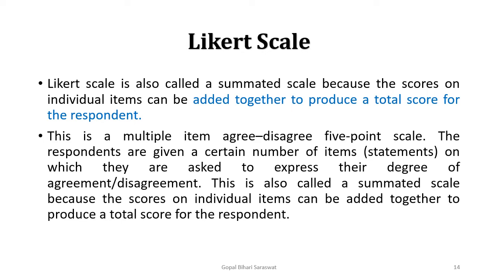Another non-comparative scale is the Likert scale. The Likert scale is also called a summated scale because the score on the individual items can be added together to produce a total score for the respondent. This is the multiple item agree, disagree 5-point scale. The respondents are given a certain number of items or statements on which they are asked to express their degree of agreement or disagreement. This is called a summated scale because the scores on individual items can be added together to produce a total score of the respondent.